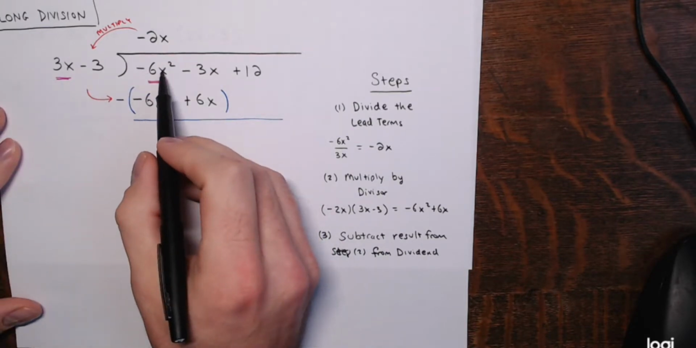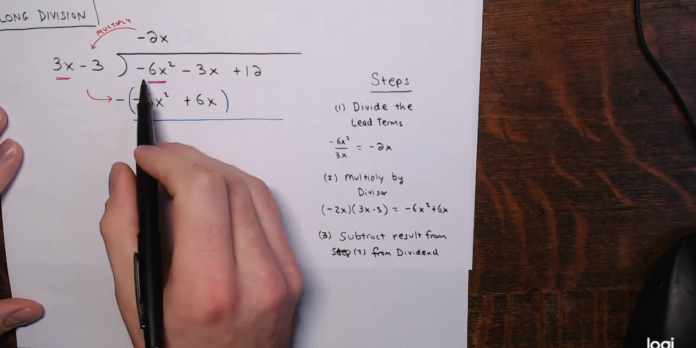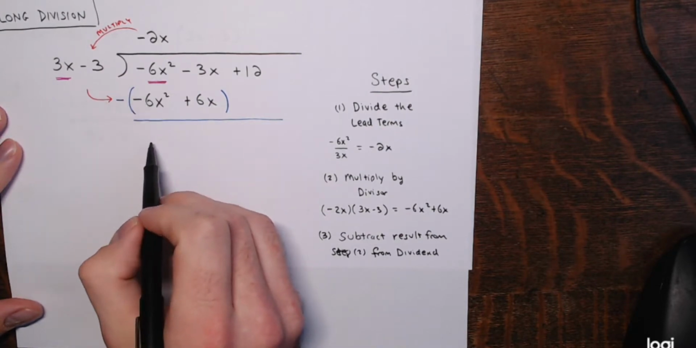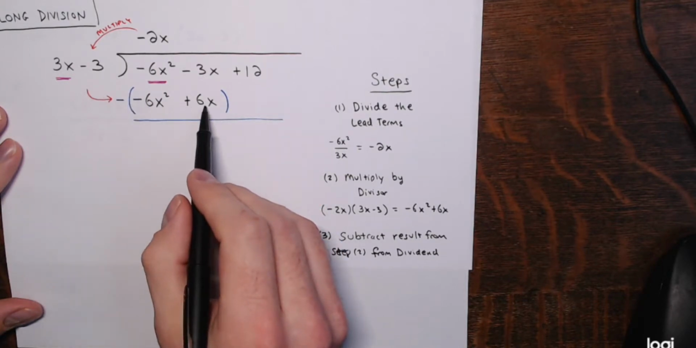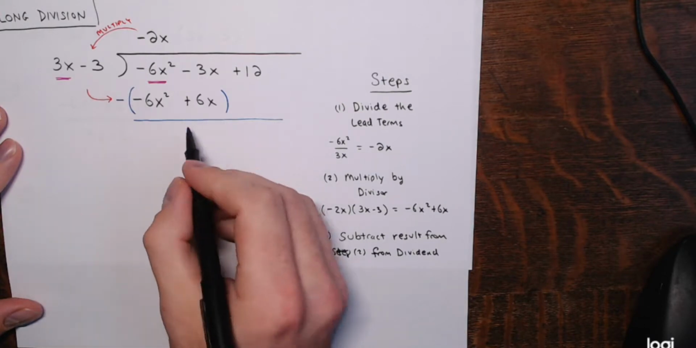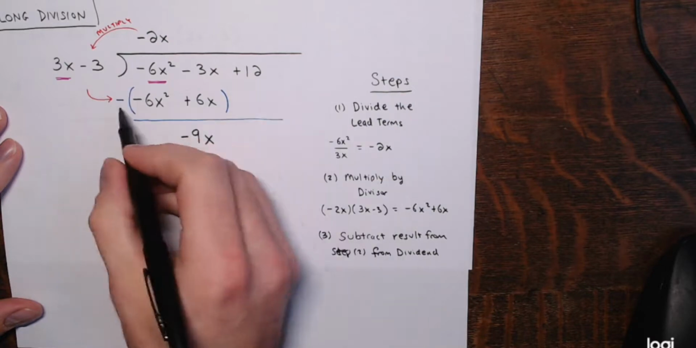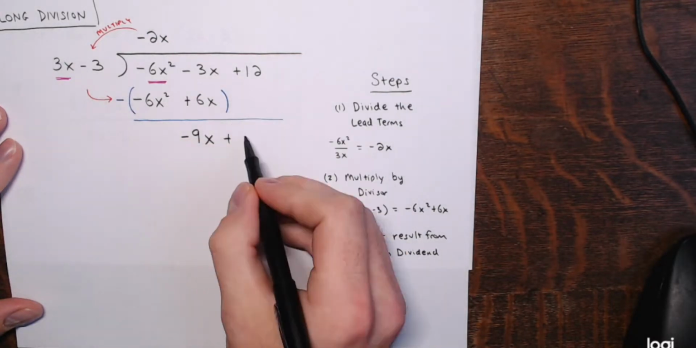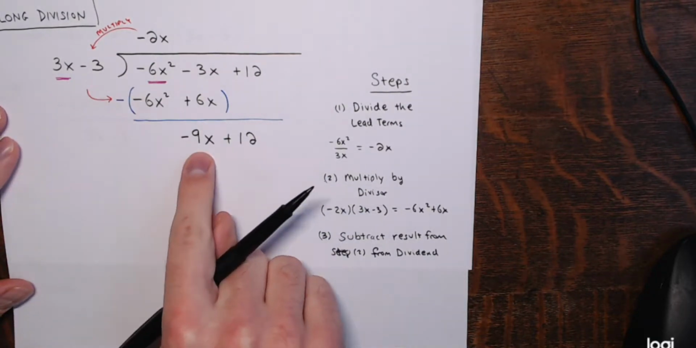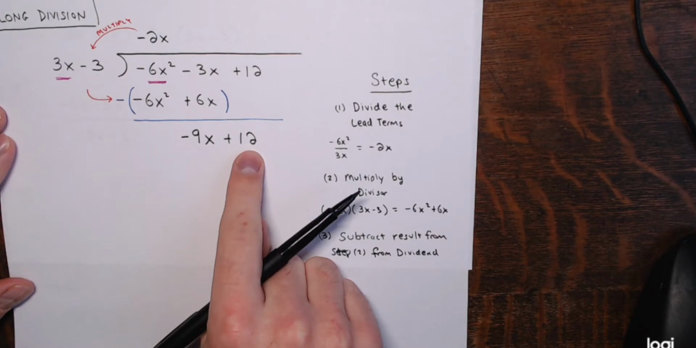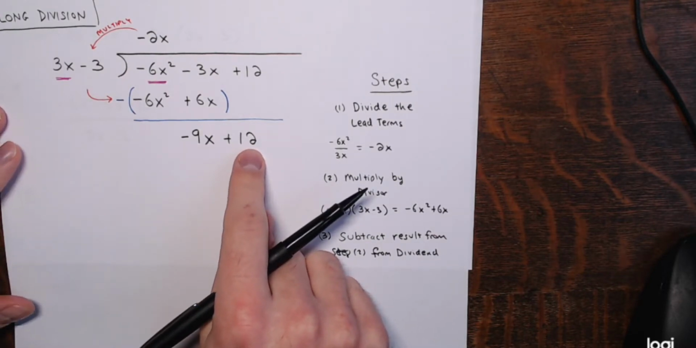So negative 6x squared minus negative 6x squared, that's nothing. That'd be negative 6x squared plus 6x squared, that's 0. And then negative 3x minus positive 6x. Negative 3x minus 6x would be negative 9x. And then 12 minus nothing is still 12, so drop everything else, plus 12. So now you can think of this negative 9x plus 12 as the new dividend, even though it's not the dividend. Just think about it as the new dividend.